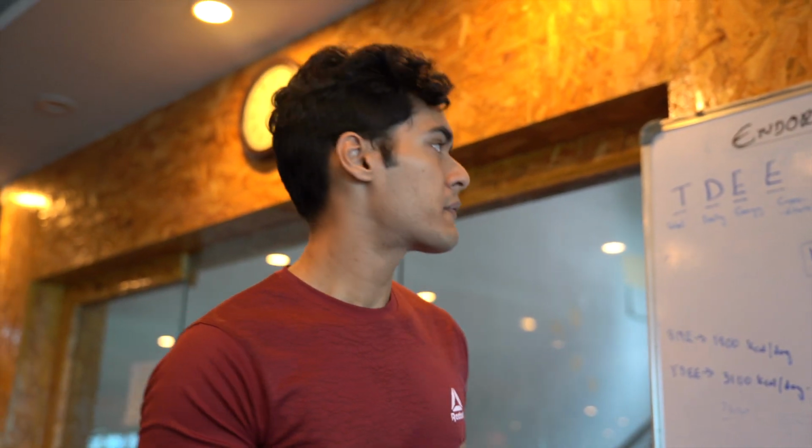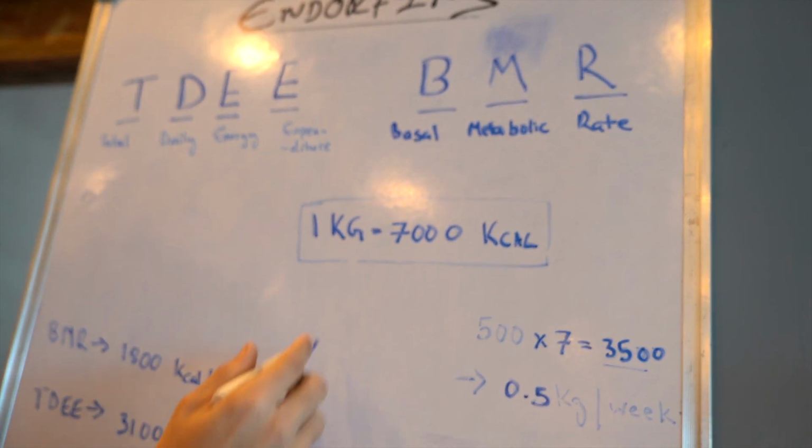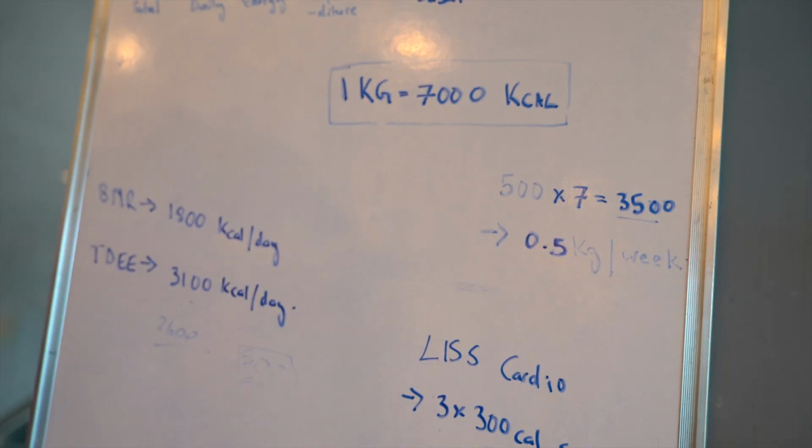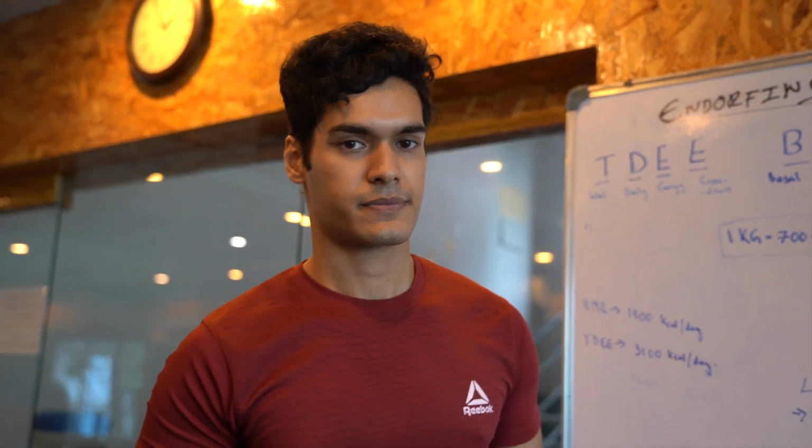So before we get into showing you all my meals, just be familiar with your TDEE, your basal metabolic rate, and be familiar with how much of a deficit you want to create. You get these factors nailed and dieting down will be a piece of cake.